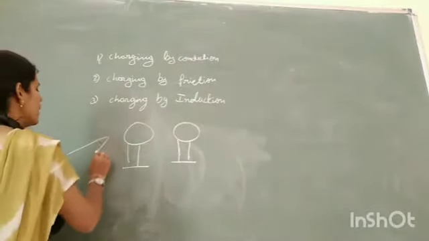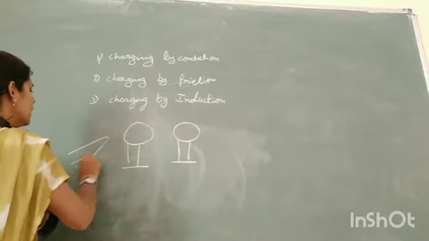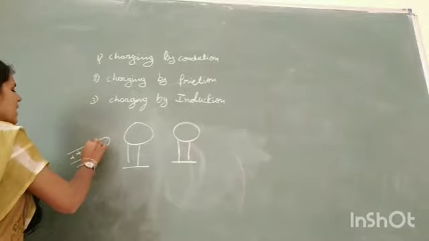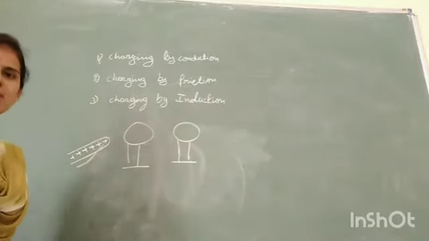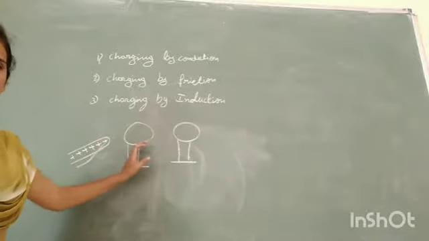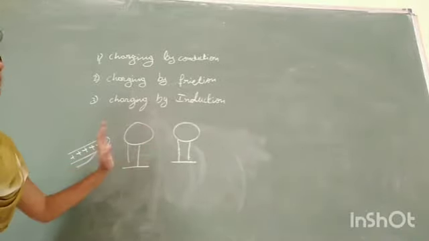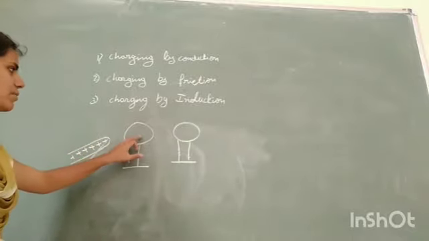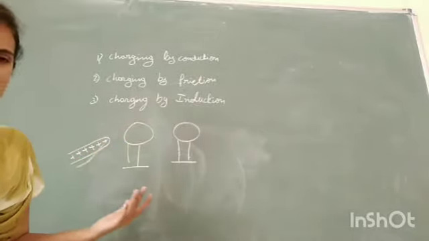If I keep one charged body here, that is positively charged or negatively, whatever we can choose. So here I have a charged body. These two are uncharged bodies. They are at a slight distance apart. Now, whenever a charged body is brought closer to this uncharged body, what happens?